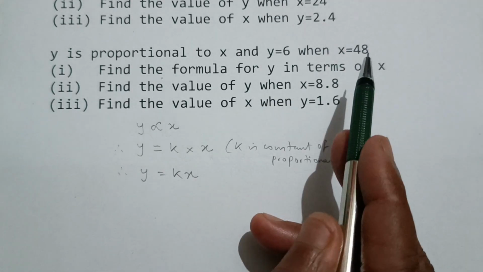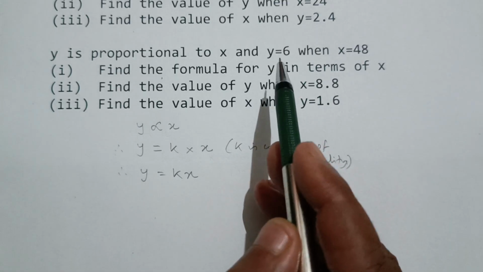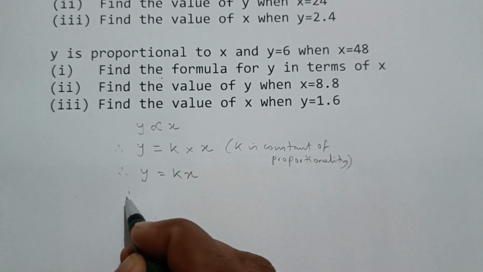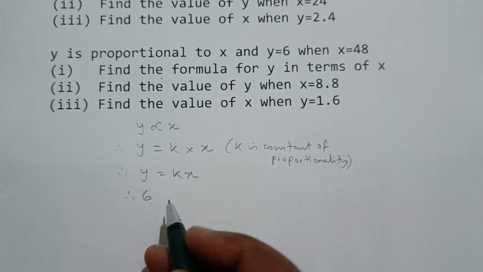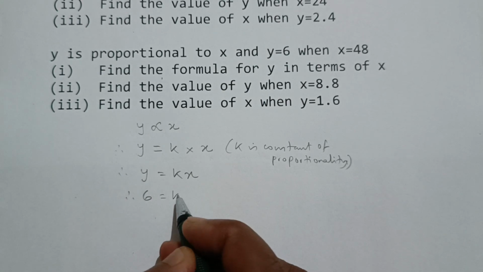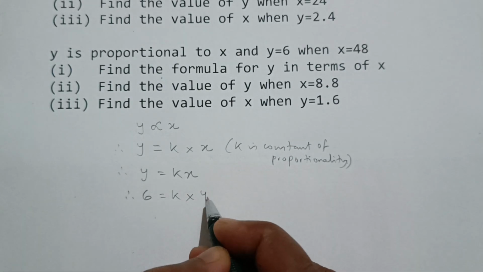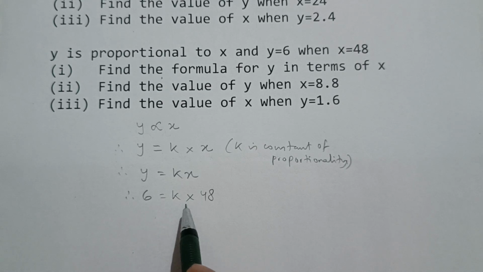So if I substitute these two values in this equation, I can find out the value of k, the constant of proportionality. So let's do it. y equals 6 when x equals 48. So instead of y, I will write its value, which is 6. So 6 equals k multiplied by x, and the value of x is 48. So y equals kx becomes 6 equals k multiplied by 48.